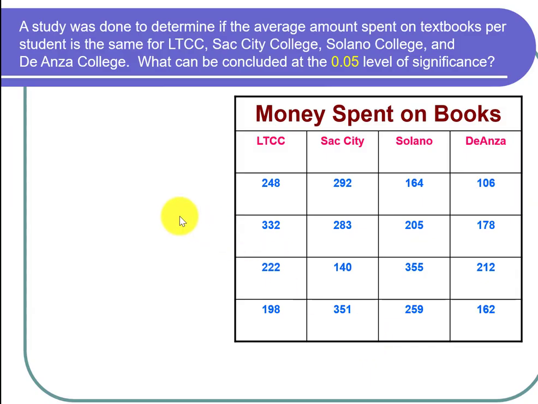So the study was done, and the answers to the survey are shown here. Notice at Lake Tahoe Community College, there were 4 students surveyed, and the first student spent $248, and the second, $332. For Sac City, Solano, and De Anza, they also surveyed 4 students. When we want to see if there's a difference between the population means, and there are many samples, in this case 4 different colleges, then ANOVA is the test to use.